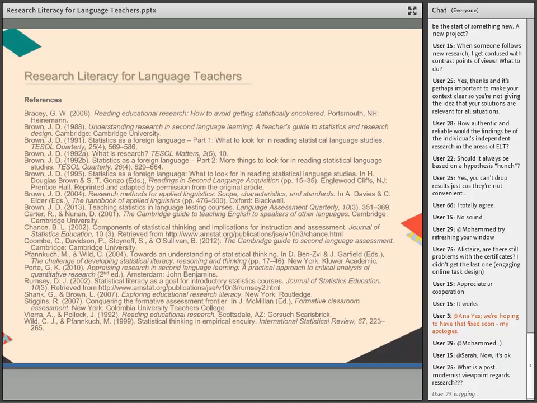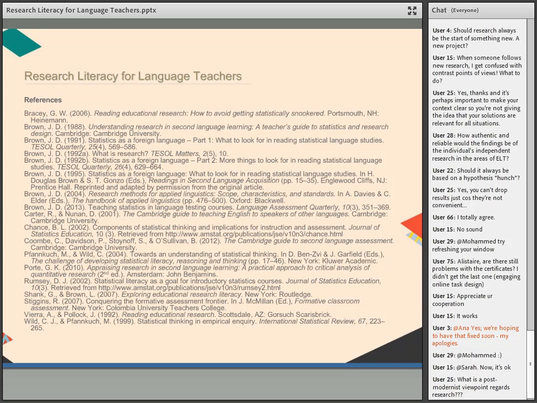Thanks. Diana's just asked if you could say a little more about what a postmodernist viewpoint regarding research would be. I think you just mentioned that in the previous answer.